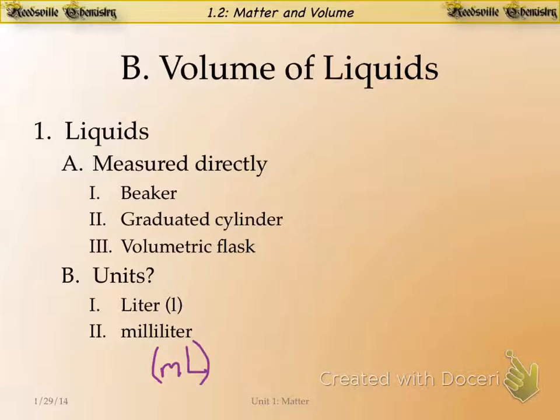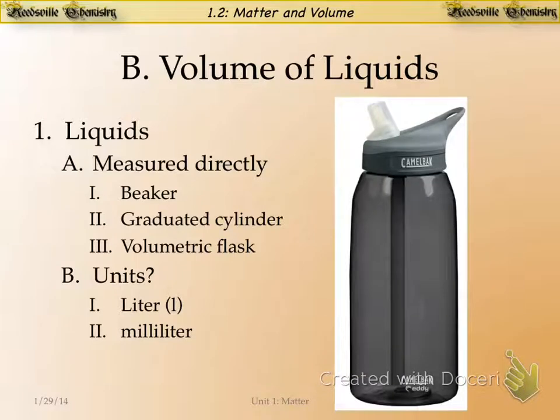Okay, the milliliter. And since we're here in the United States, we don't have a good picture of what a liter is. If you lived in any other country, this would be a piece of cake, but you live in the U.S., so you have to really think about what a liter is. Here's an example. This is my bottle that you probably see me drinking out of during class. That's a liter.